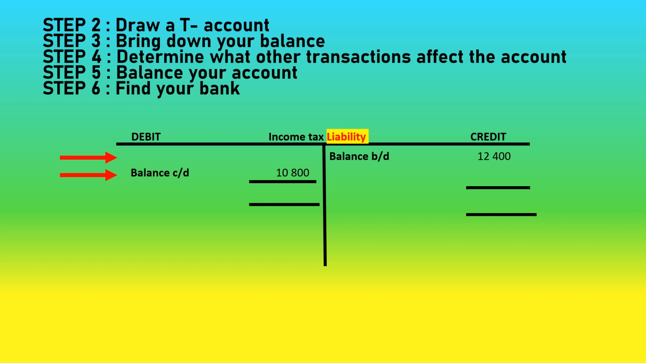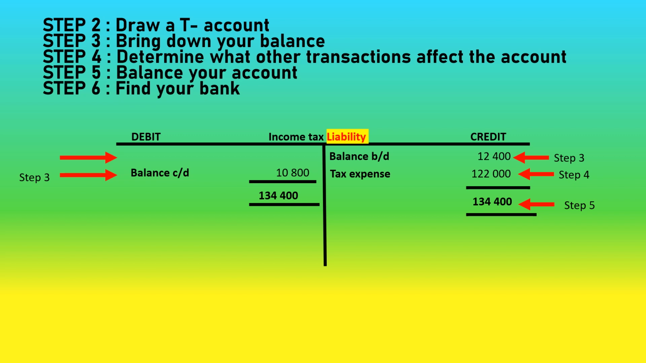That's step number 3. Step number 4, what else happened during the year? You had tax for the year that happened during the year, which you need to pay and account for. Therefore, I will bring that transaction from the income statement onto the correct side. That will be step number 4. I will then balance my account. That is step number 5.